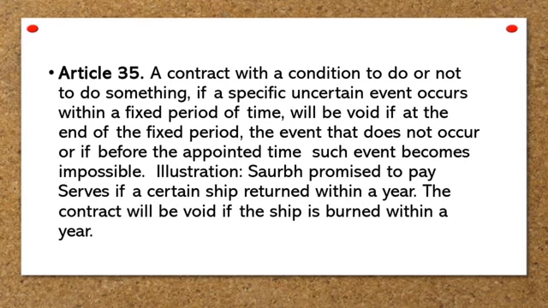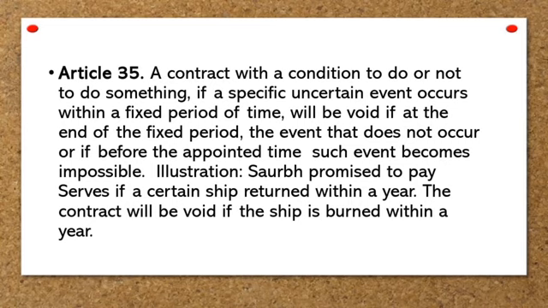Let us discuss Section 35. A contract with a condition to do or not to do something if a specific uncertain event occurs within a fixed period of time will be void if at the end of the fixed period the event does not occur, or if before the appointed time such event becomes impossible.